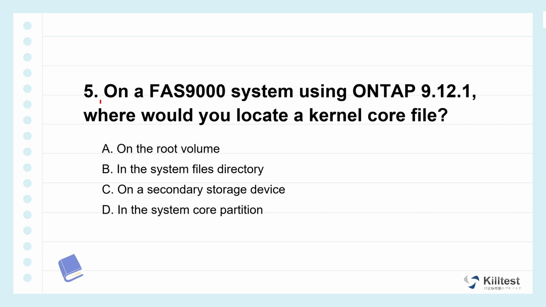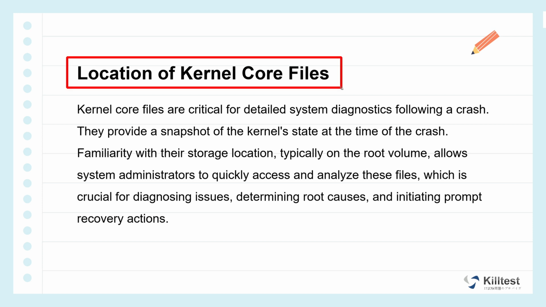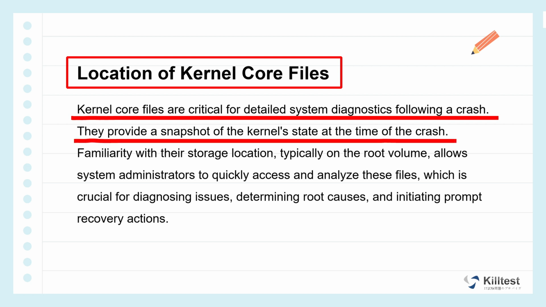Question 5. On a FAS9000 system using ONTAP 9.12.1, where would you locate a kernel core file? The knowledge points of this question are: knowledge of where kernel core files are stored within ONTAP systems. Kernel core files are crucial for digging deep into system crashes. Knowing where these files are stored helps you get to the bottom of issues quickly, speeding up recovery times.